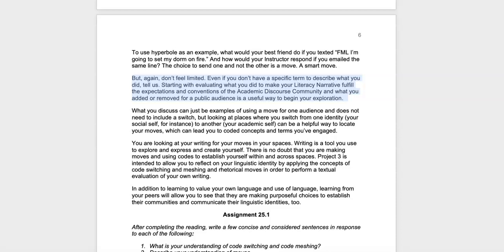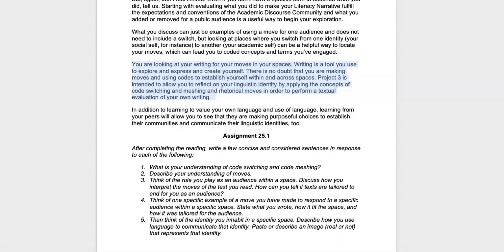Starting with evaluating what you did to make your literacy narrative fulfill the expectations and conventions of the academic discourse community, and what you added or removed for a public audience, is a useful way to begin your exploration. What you discuss can just be examples of using a move for one audience and does not need to include a switch. But looking at places where you switch from one identity, your social self, for instance, to another, your academic self, can be a helpful way to locate your moves, which can lead you to coded concepts and terms you've engaged. You are looking at your writing for your moves in your spaces.